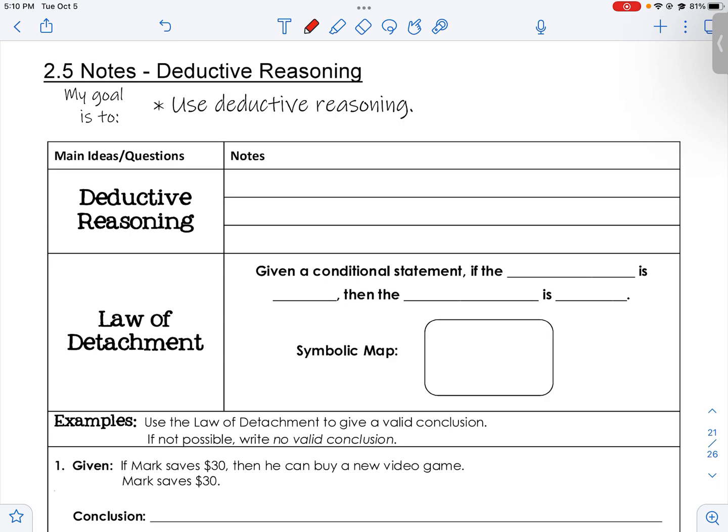All right, here we go. Unit 2, Section 5, Deductive Reasoning. Here we go, Sherlock. We're going to deduce some logical stuff.